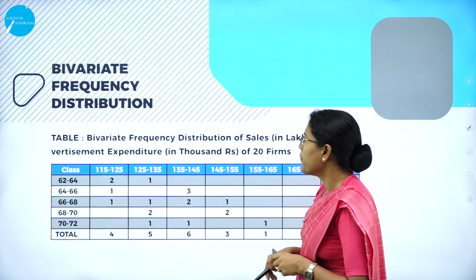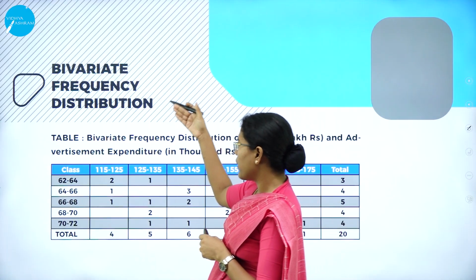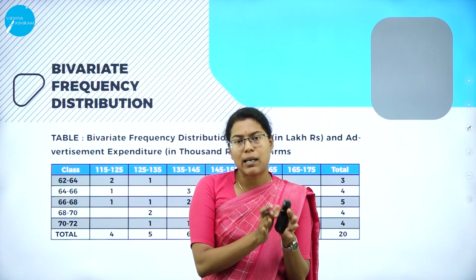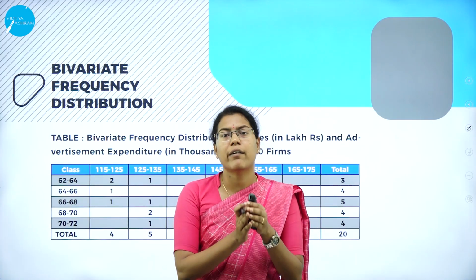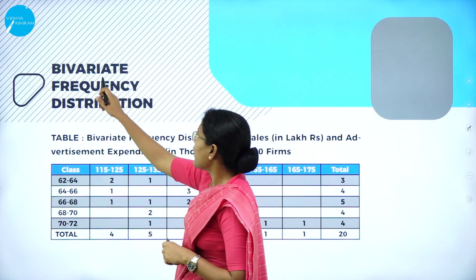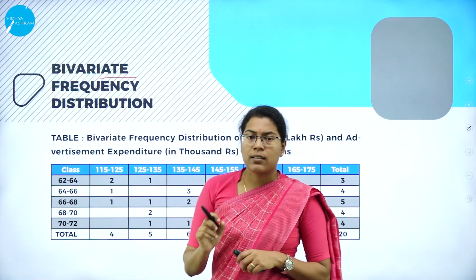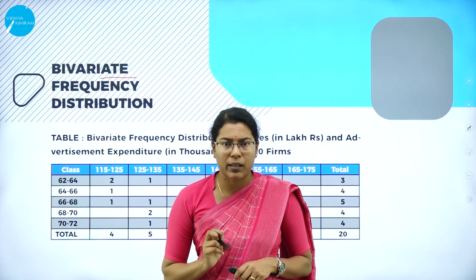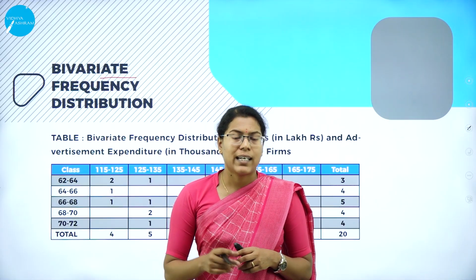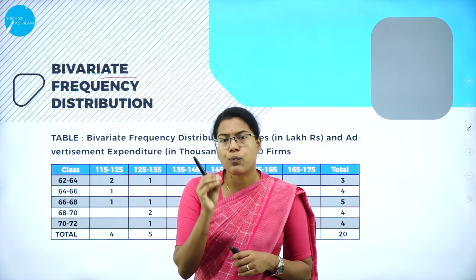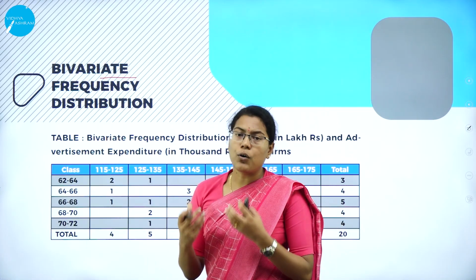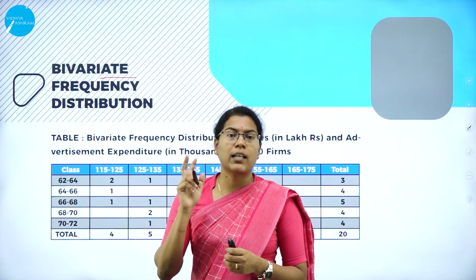Moving forward, let us learn what is bivariate frequency distribution. Here we have taken the example of marks scored by students and made a frequency distribution table. Bivariate means containing 2 variables. If it is multivariate, it is more than 2 variables. If it is univariate, it is 1 variable. So bivariate frequency distribution is all about how to prepare a frequency distribution when there are two variables.